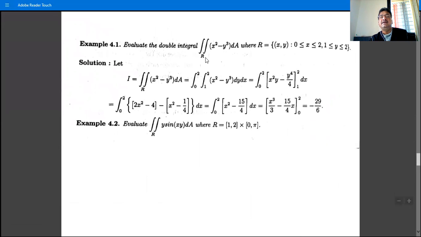Then evaluate the double integration over R of x cube minus y cube dA, where R is this. The limit of x is 0 to 2, and the limit of y is 1 to 2. Then integrate first with respect to y or with respect to x. This 1 to 2 is the limit on y.